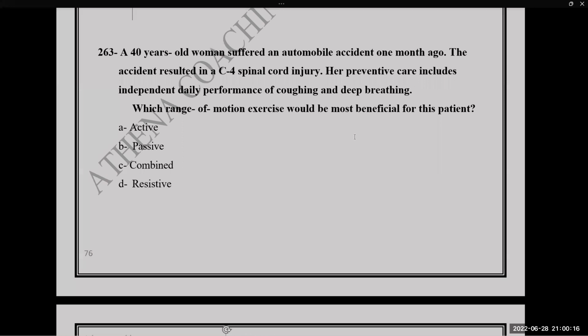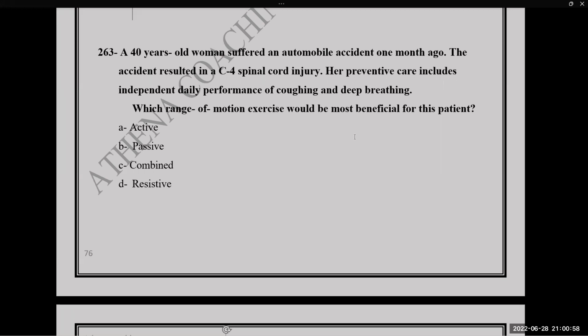Okay, active range of motion, passive range of motion, combined range of motion, resistive range of motion. See, please remember, resistive range of motion exercise is not recommended for any patients. Resistive range of motion exercise is usually performed in the gym. The exercises we do in the gym are resistive range of motion exercises, which are not applicable in the hospital. So you can remove resistive range of motion. That won't be considered as an answer. So you can remove D. D is wrong.